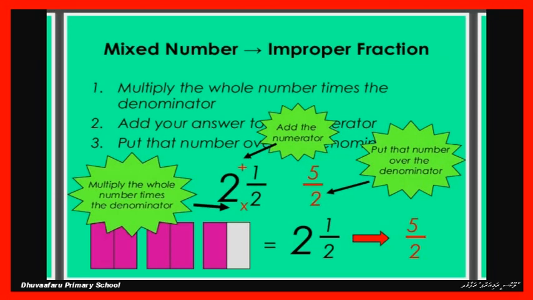Mixed number to improper fractions. It means changing a mixed number to an improper fraction. First, you have to multiply the whole number times the denominator. Then add your answer to the numerator. Then put the number over the denominator. For example, 2 and a half. So you have to multiply 2 times 2, which is 4. 4 plus 1, which is 5. So the answer is 5 by 2. 2 and a half changed to an improper fraction is 5 by 2.